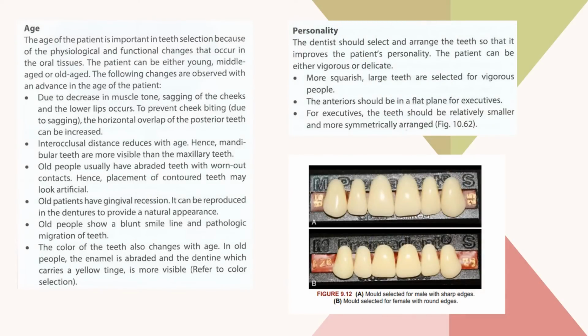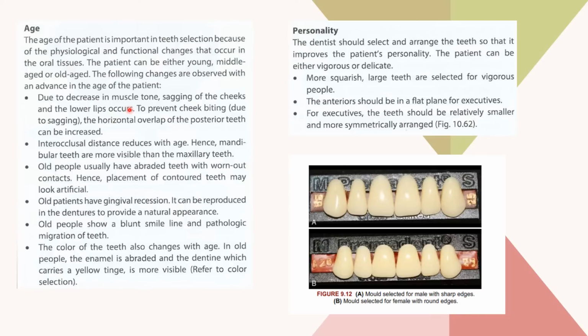So what is the significance of age? The patient can be either young, middle aged or old aged. The four factors are observed in advance in the age of the patient. So here the muscle tone decreases, sagging of the cheeks and lower lips occurs. To prevent cheek biting due to sagging, horizontal overlap of the posterior teeth can be increased.